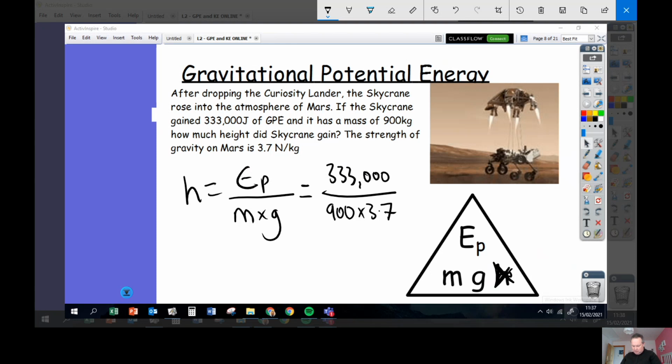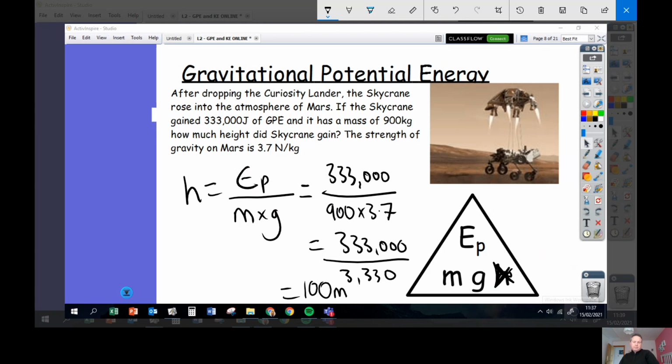So once you've written that sum out, you can really just bash those numbers into your calculator. I'll use my calculator on my phone. Let's have a look. 900 times 3.7 gives me 3,330. So I've got 333,000 divided by 3,330, which gives me an answer. I'll just do the sum on my calculator. 333,000 divided by 3,330 gives me 100. And it's a height, so it's 100 meters.